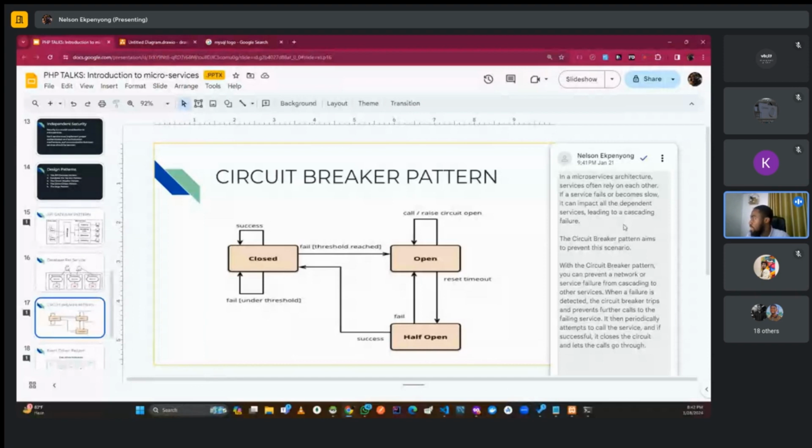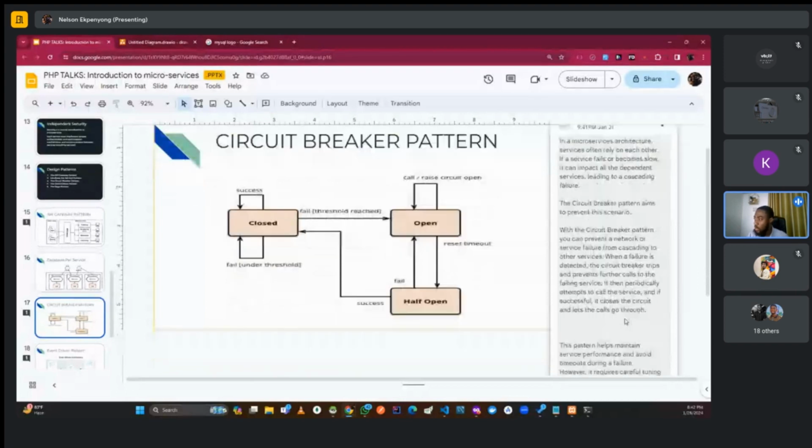Services would most likely rely on each other. If a service fails or becomes slow, it can impact all the dependent services, leading to cascading failure. In another 10 minutes or so, I'll quickly show the application we have built. With the circuit breaker pattern, you can prevent a network or service failure from cascading to other services. When a failure is detected, the circuit breaker trips and prevents further calls to the failing service. It then periodically attempts to call the service, and if it's successful, it closes the circuit and lets the call go through.